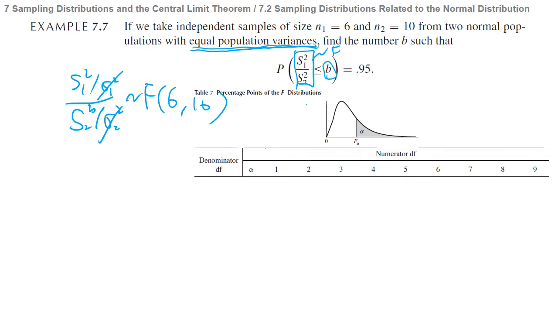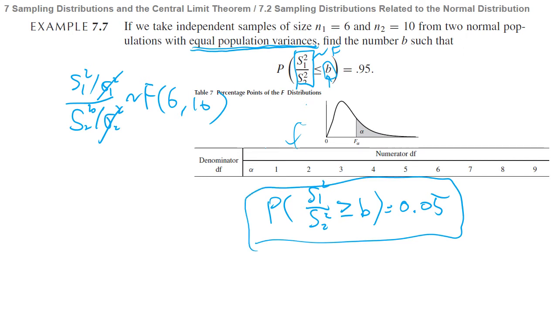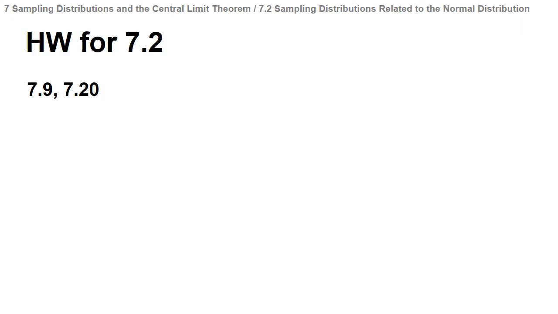So we can calculate this quantity b by using the F distribution table. In the textbook, in the appendix, there is a table for the F distribution, and you can look for b. You should find that the probability that S1 square divided by S2 square is greater than or equal to b is 0.05. Look at the table and find b yourself. Homework for chapter 7.2 is these.